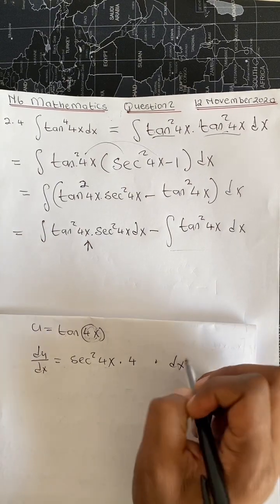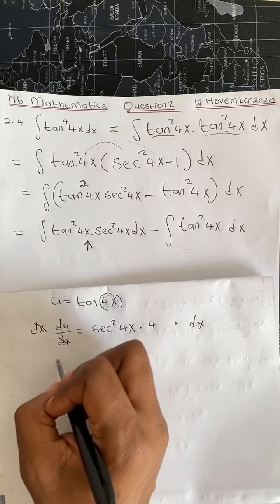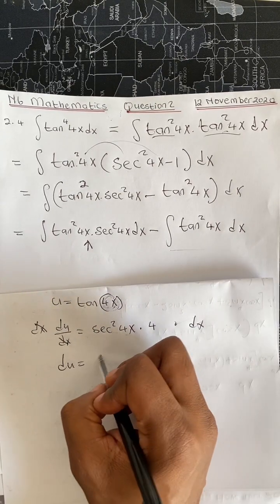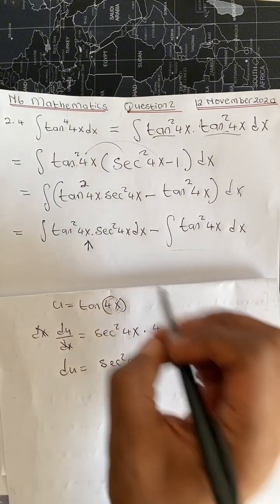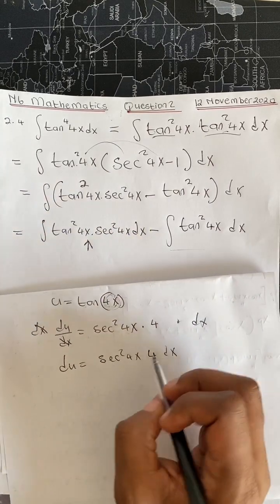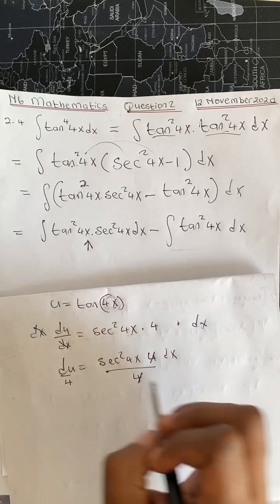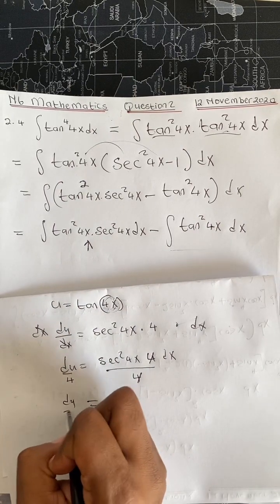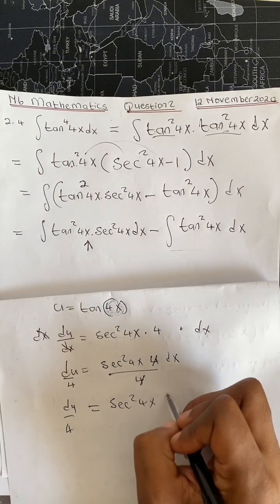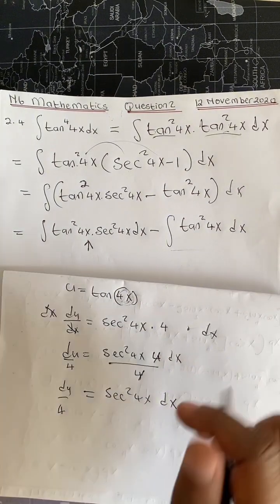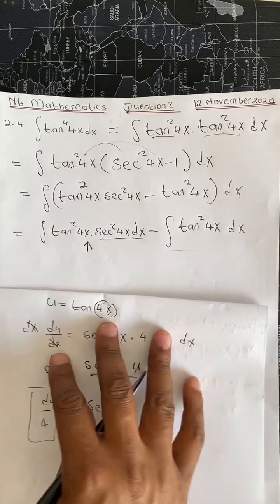We multiply both sides of the equation by dx. That dx will cancel with that. So du will be equal to sec squared 4x times 4 dx. So we have sec squared 4x dx without the 4. So let's divide both sides by 4. That 4 will cancel out with that 4. So du over 4 will be equal to sec squared 4x dx.